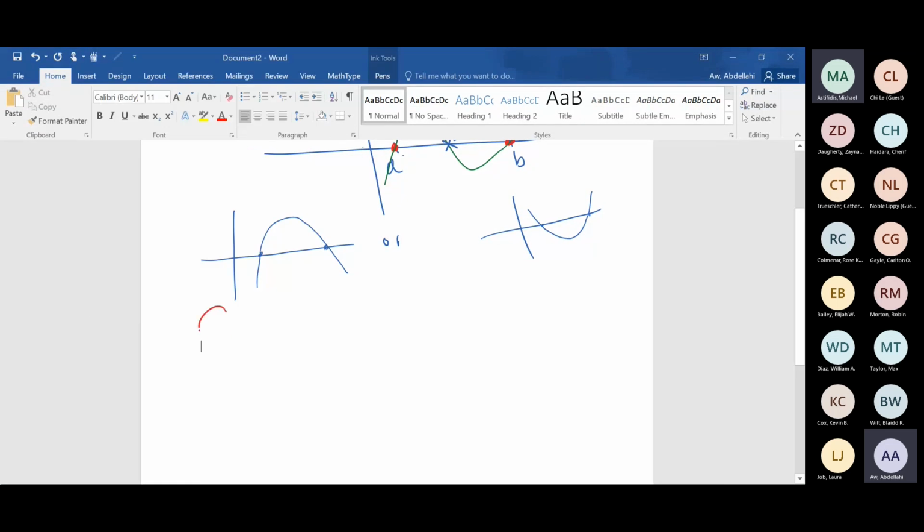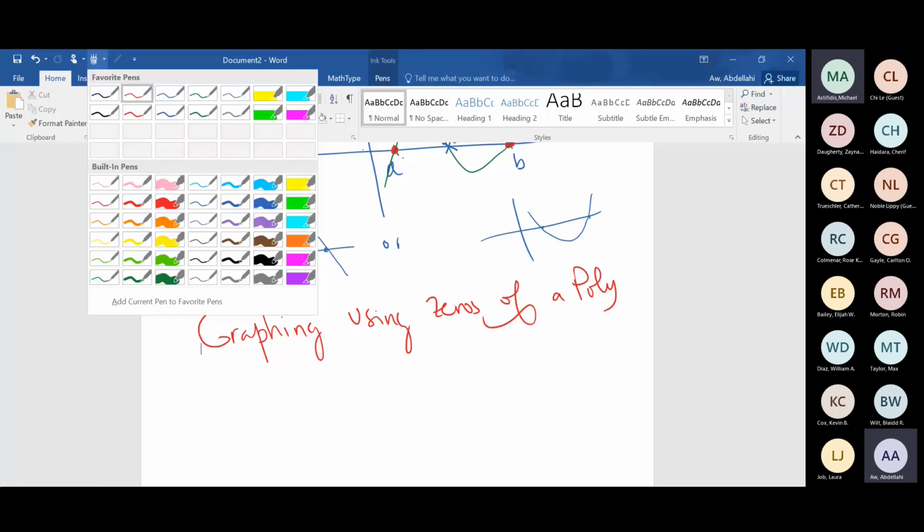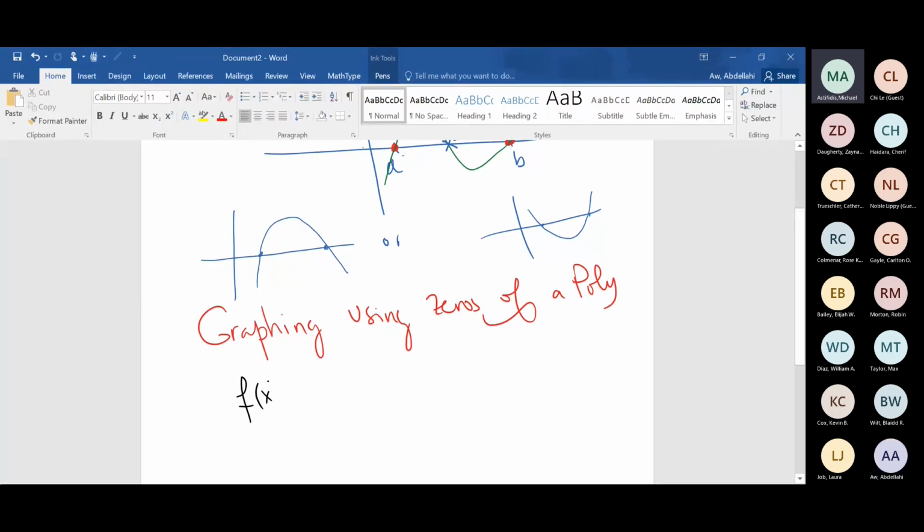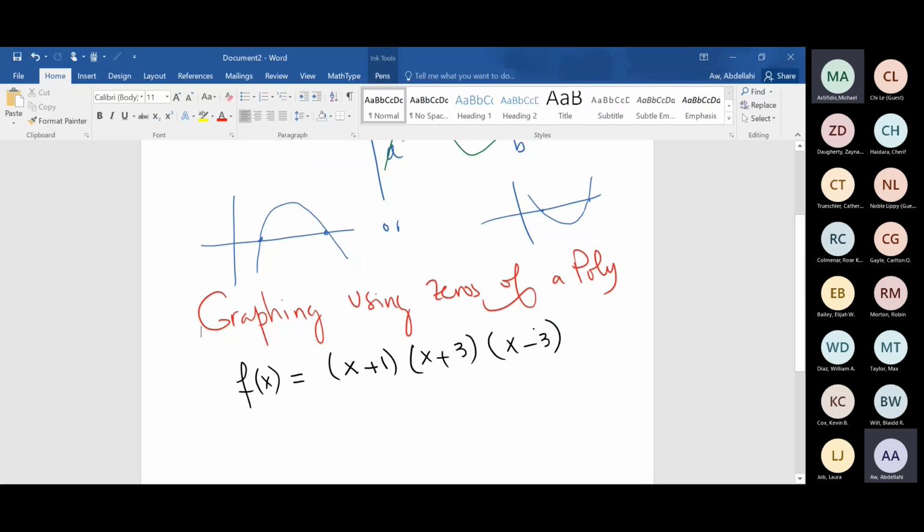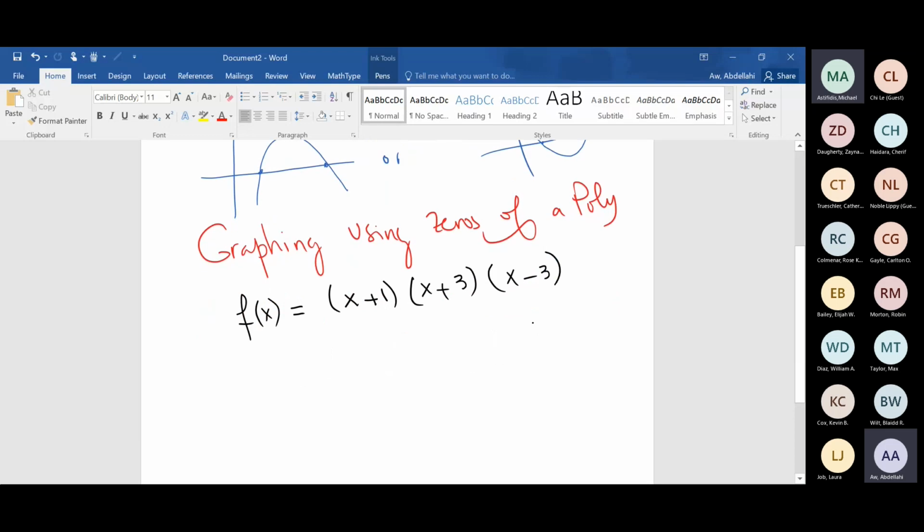So for instance, graphing using zeros of a polynomial. Let's say f of x equals x plus 1 times x plus 3 times x minus 3. You're going to try to graph this polynomial using the zeros.